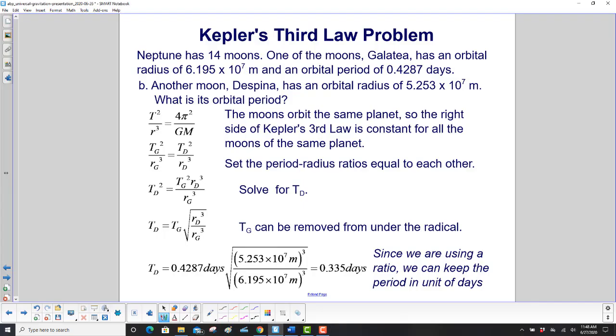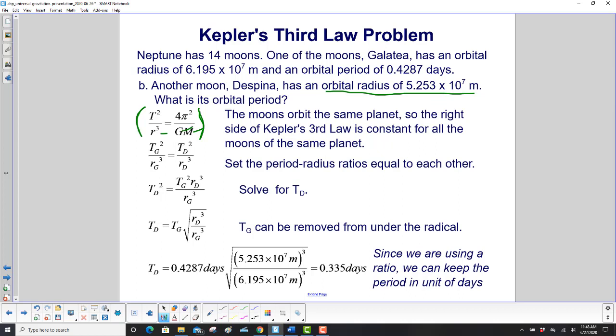Now we're given the orbital radius. That's from the center of Neptune to Despina's center. And there's our radius, and we want to find the period. Well, there's a number of ways we can do it. We can just go ahead and look at this guy here and plug in the radius, plug in the mass of Neptune, plug in the gravitational constant, and grind it out.